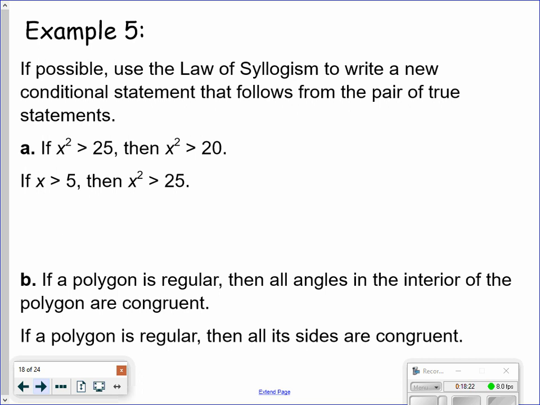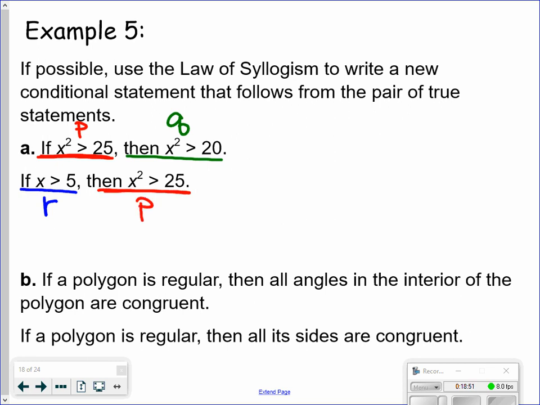Follows from the pair of true statements. Okay, so it says, if x squared is greater than 25, we're going to call that P. Then x squared is greater than 20. We're going to call that Q. If x is greater than 5, that wasn't P, that wasn't Q, so this must be R. Then x squared is greater than 25. Where have you seen that before? Well, x squared greater than 25, x squared greater than 25, that's P.